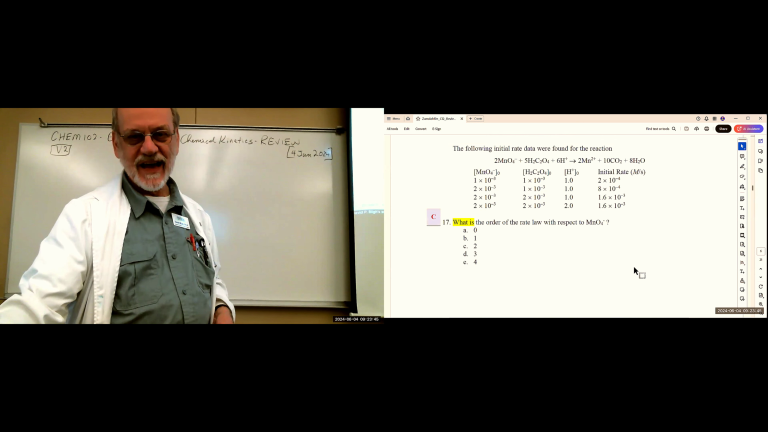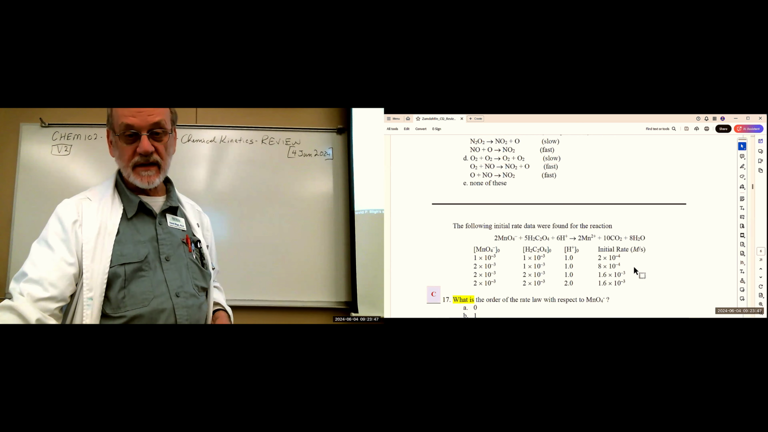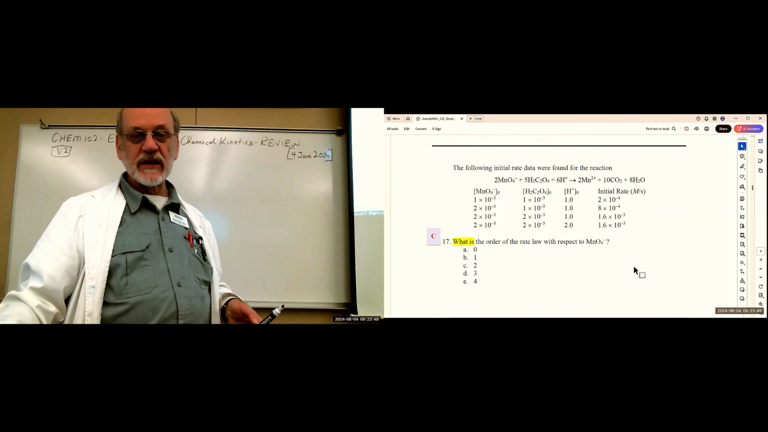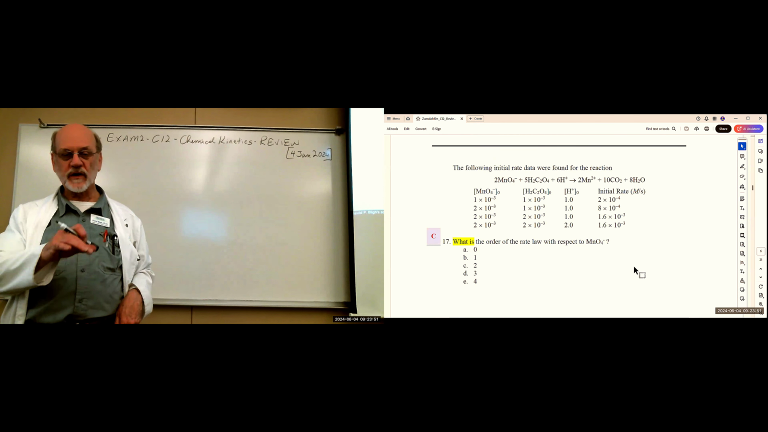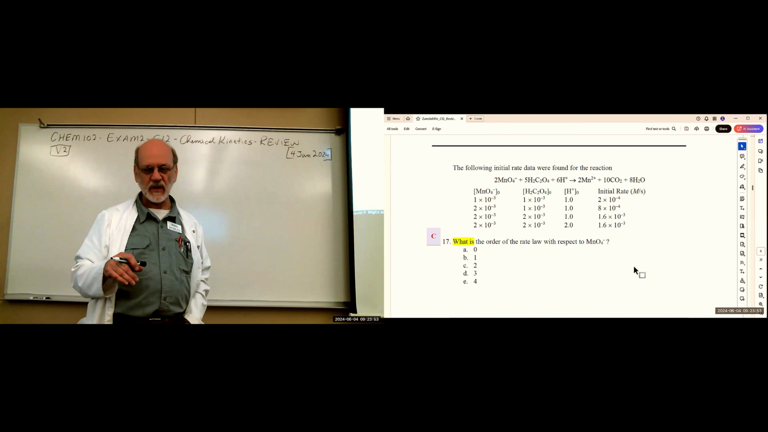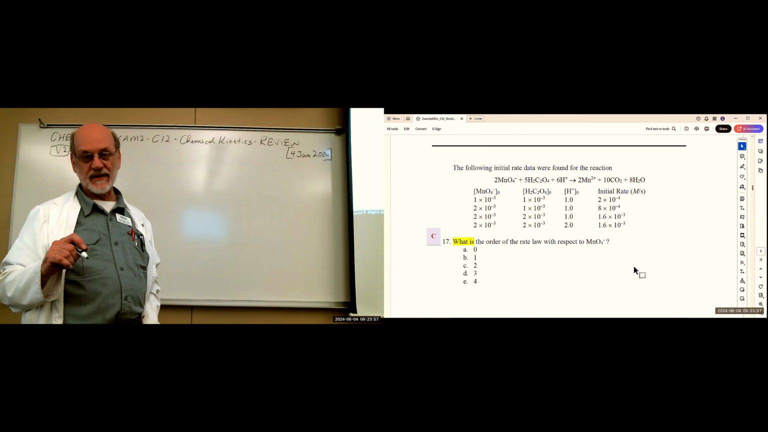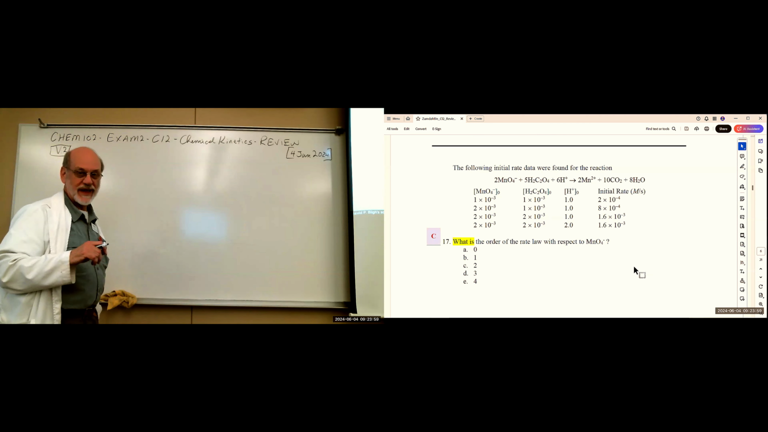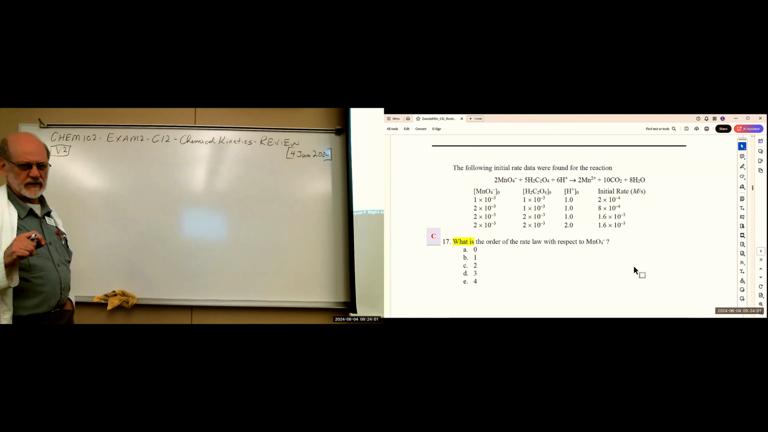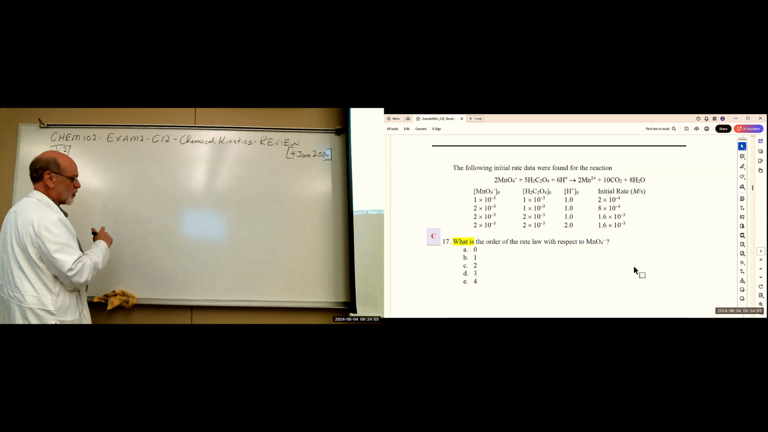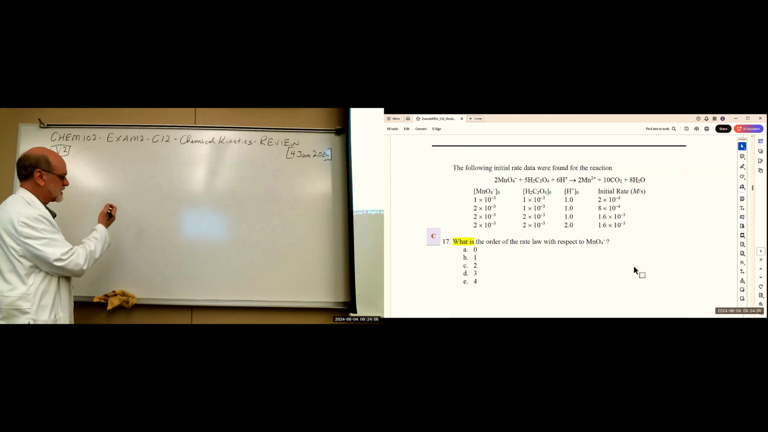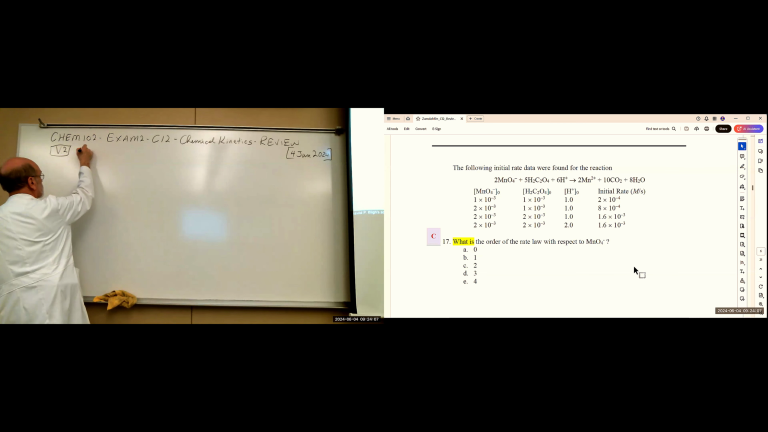Okay. Now we've got initial rate data for these 4 experiments. What's the order of the rate law with respect to the manganate ion? Okay. So the way I do this one is I write out the equation. Let's see, this is number 17. This is going to take a few minutes.